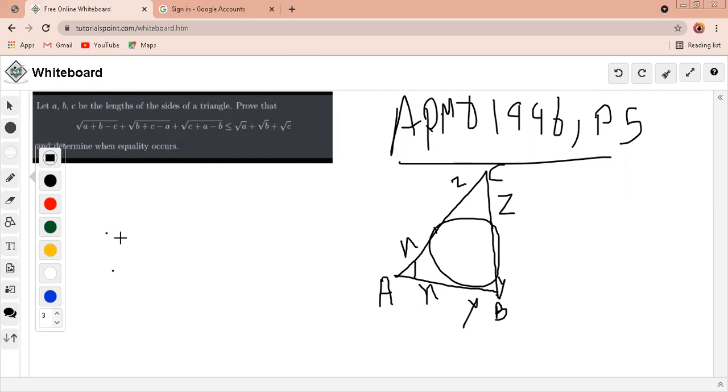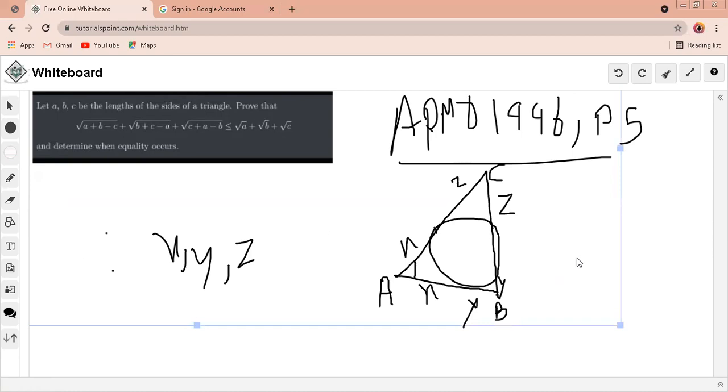Hence there always exist three positive numbers x, y, and z such that the sides of a triangle are the sum of any two of these numbers taken two at a time. So this is the main method behind the technique we are going to learn today, and that is known as the Ravi substitution.